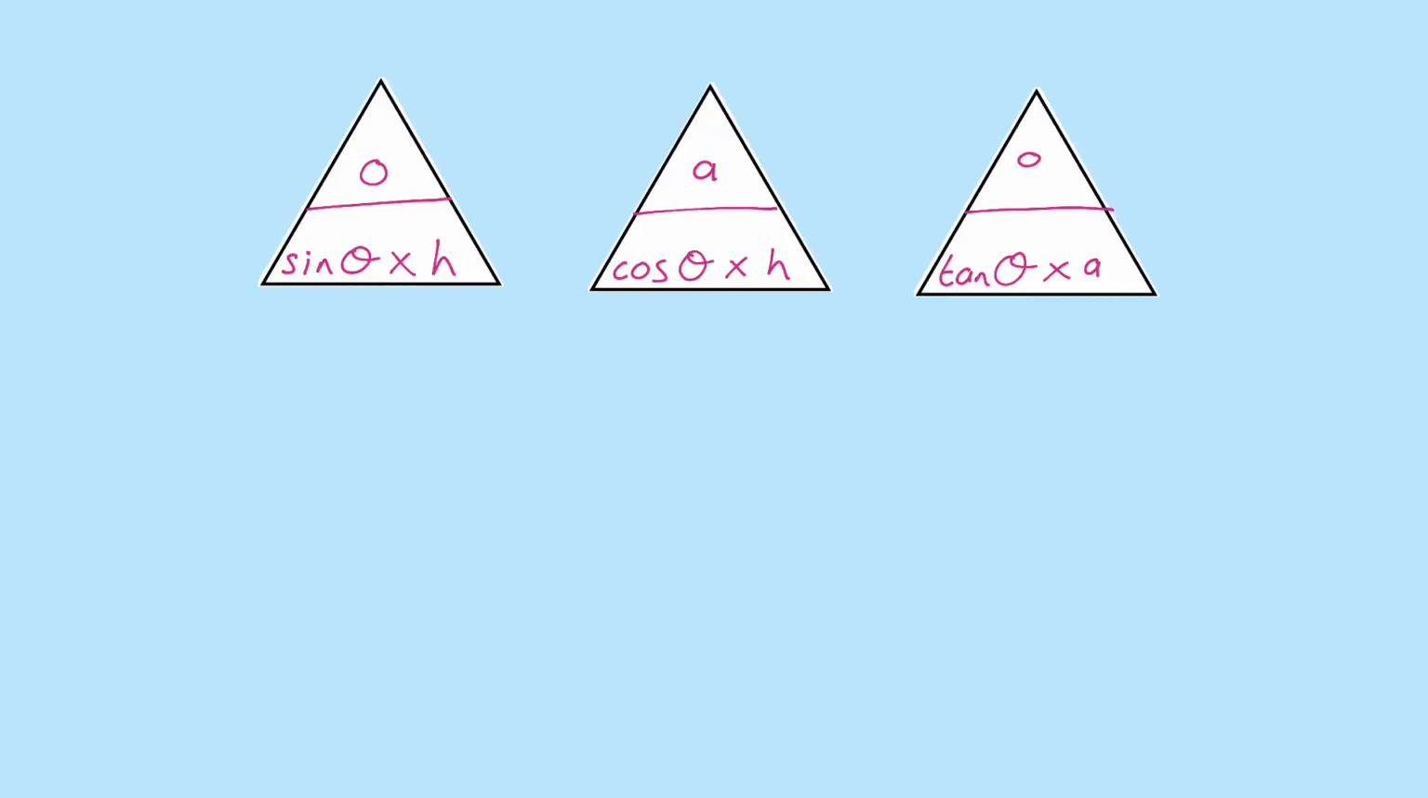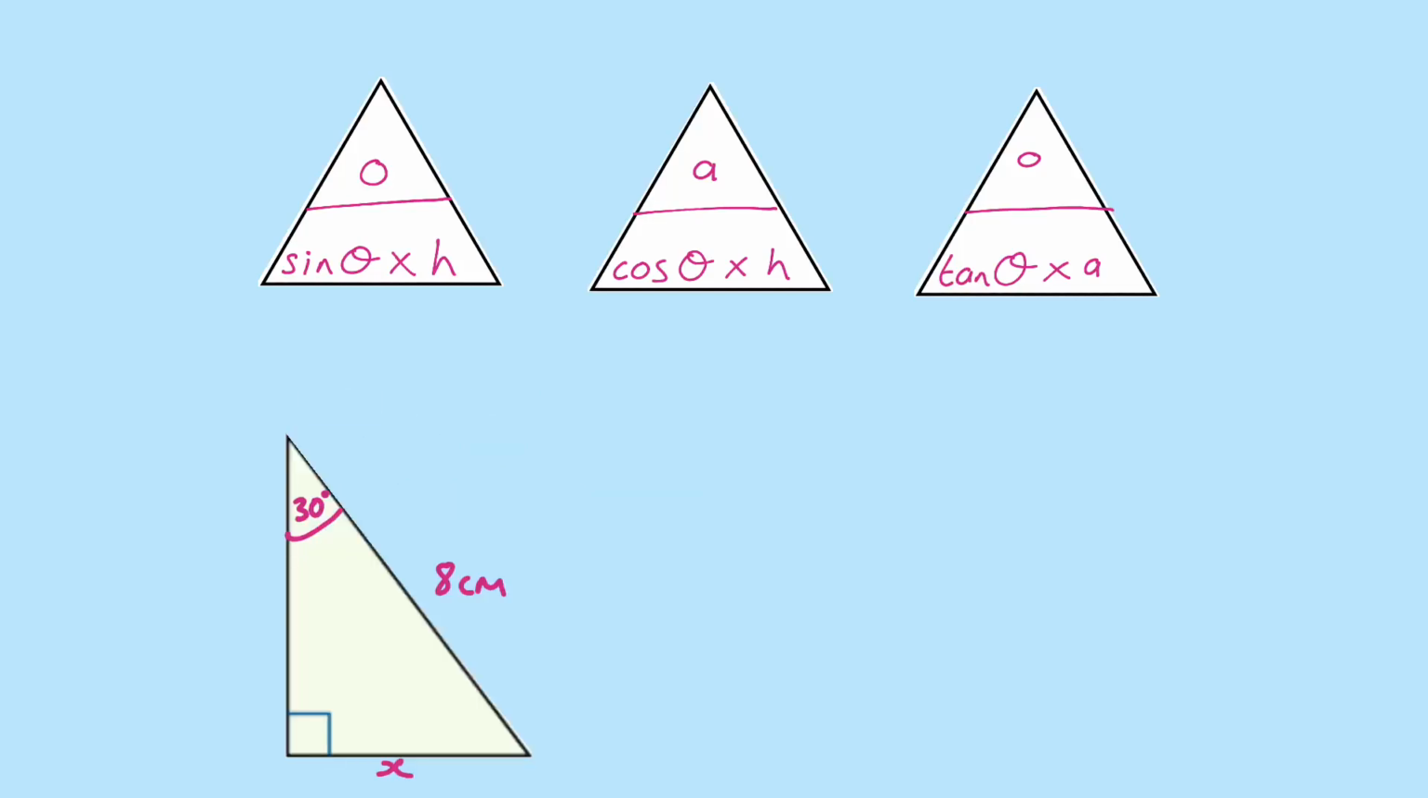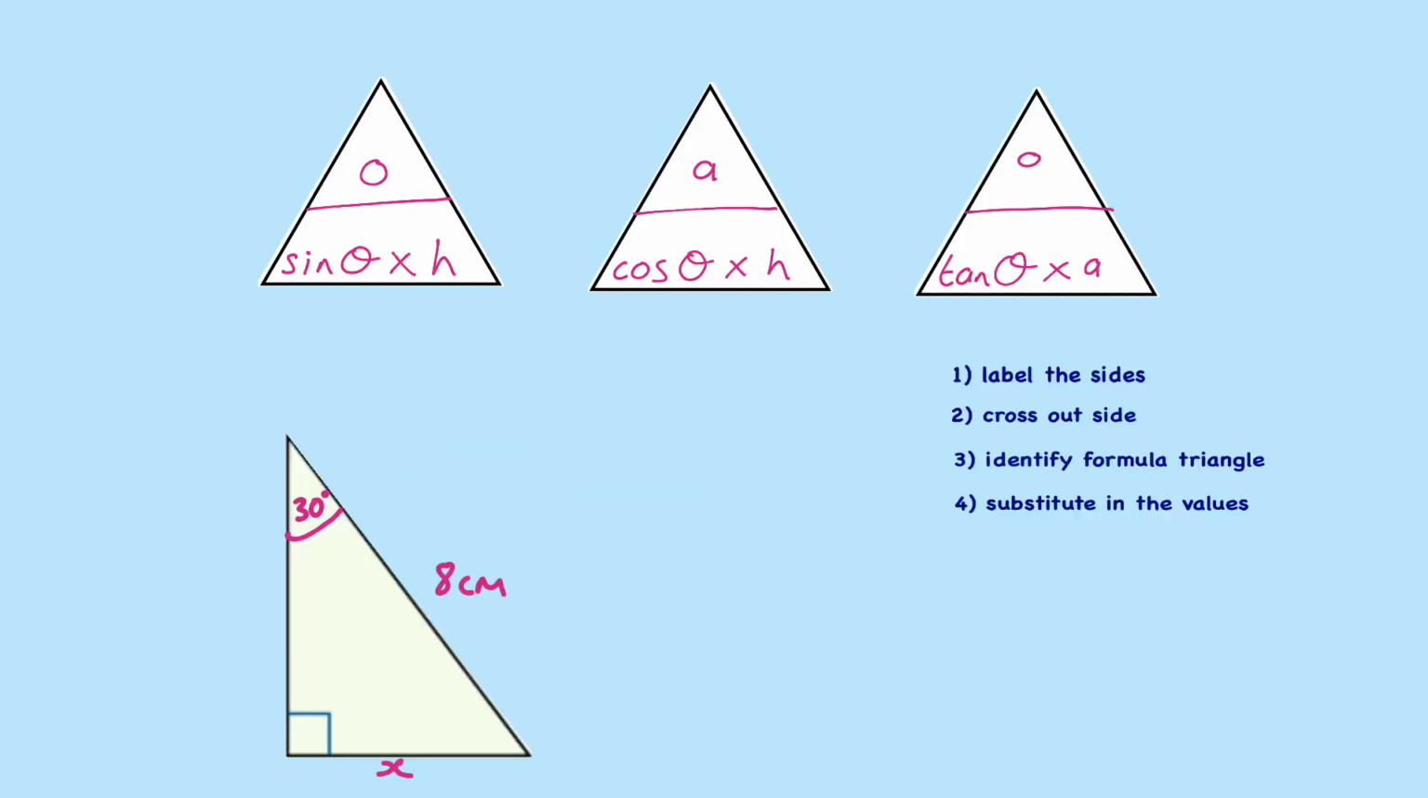And then the steps we went through in the last clip are step 1, you label the sides. Step 2, cross out a side. Step 3, identify the formula triangle. And step 4, substitute in the values, which is what we're going to look at in this clip. So let's look at the question. So we have our steps.